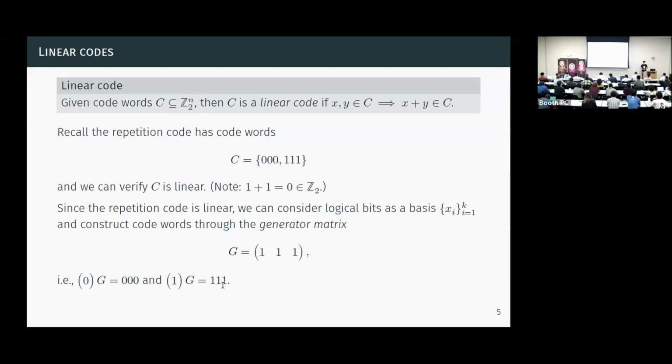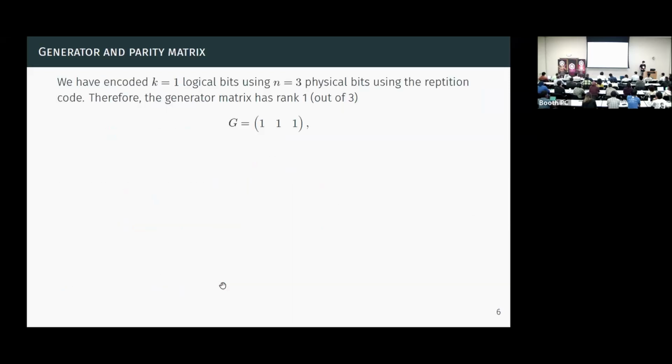So I hope it's been clear so far. Okay. Just to reiterate, we have now encoded k equals 1 logical bit by using n equals 3 physical bits. I'm saying n and k because later on these parameters will be used. Since there are only 2 code words, we have a generator matrix that has only rank 1.